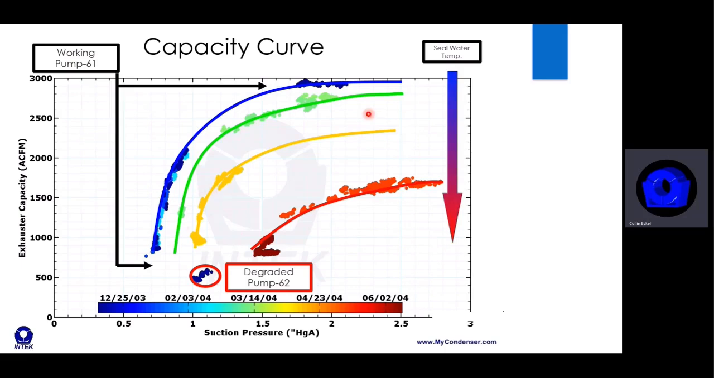So this pump 61, which is a good working pump, you have this very defined, definitive relationship between seal water temperature and pump capacity. It is important to note that this is only one of many forms of degradation that can take place in pump performance monitoring.